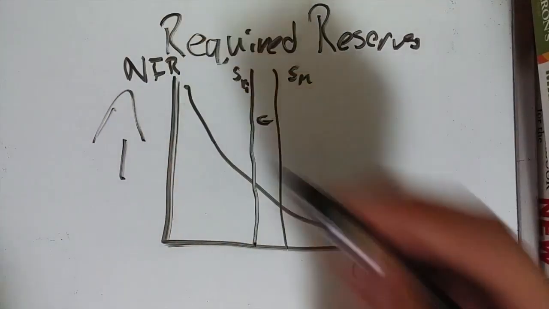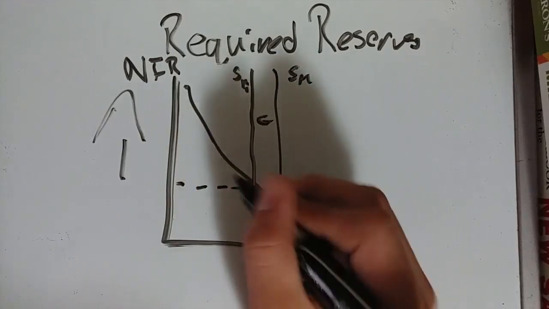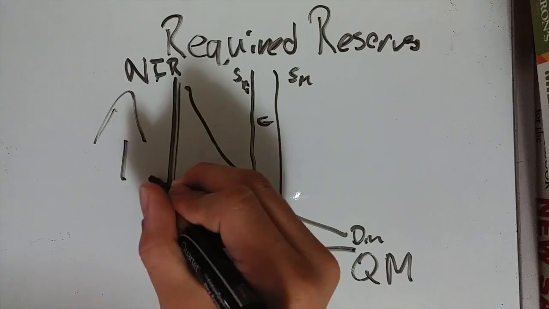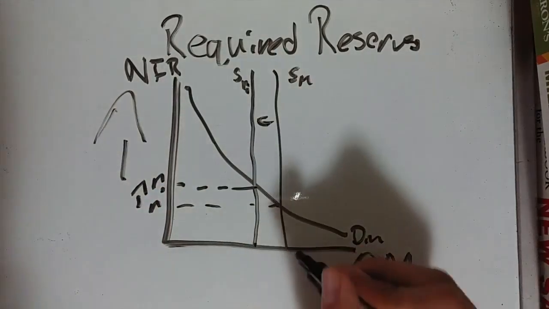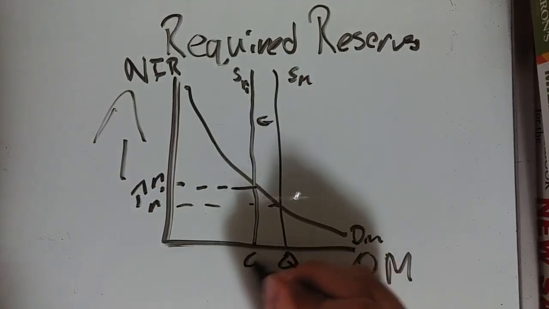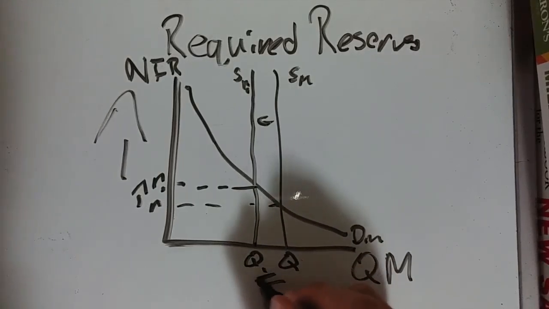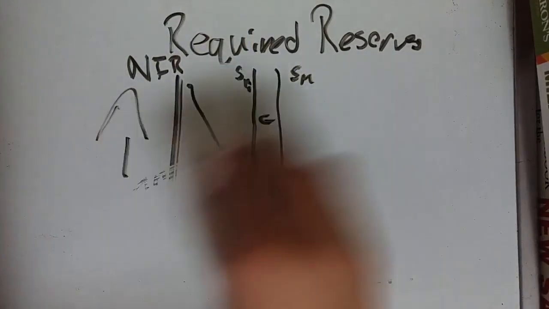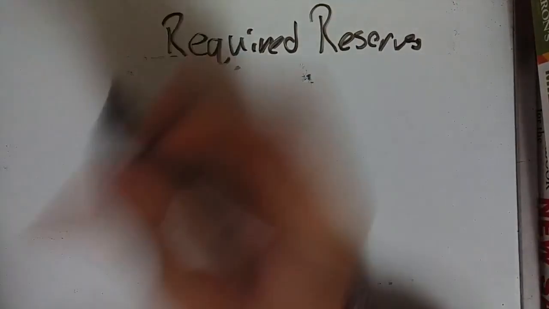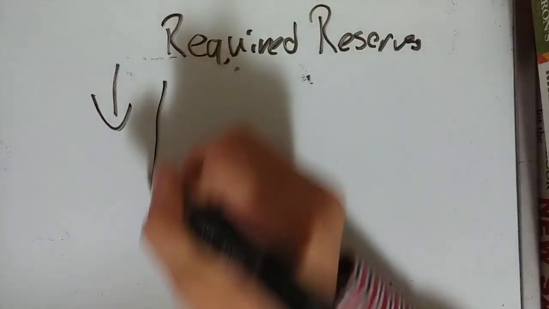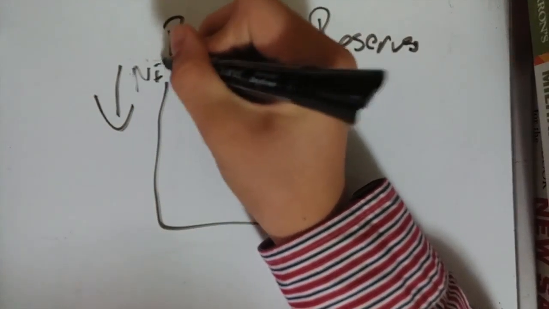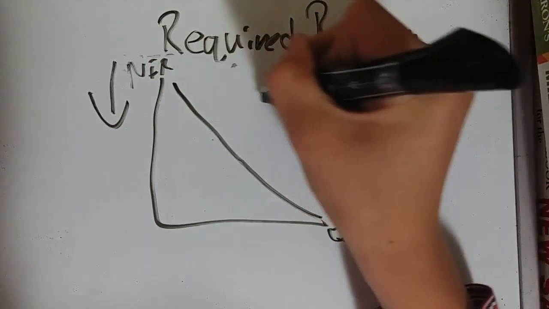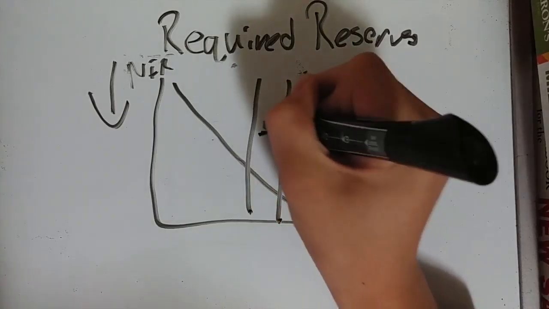What effect does that have on interest rate and quantity of money? Our interest rate goes from here to here. That's an increase in interest rate. But our quantity goes from here to here, a decrease in quantity of money, which is what the goal was. And now, let's say we decreased required reserves. Well, the exact opposite happens.